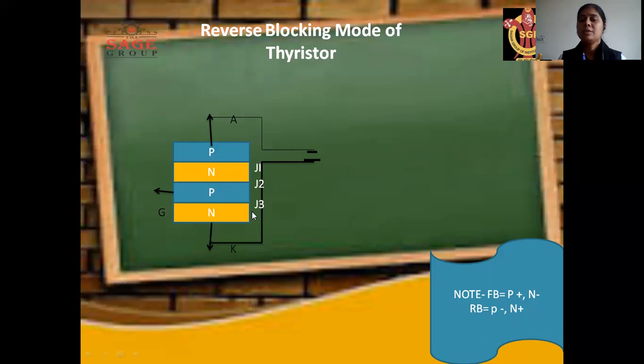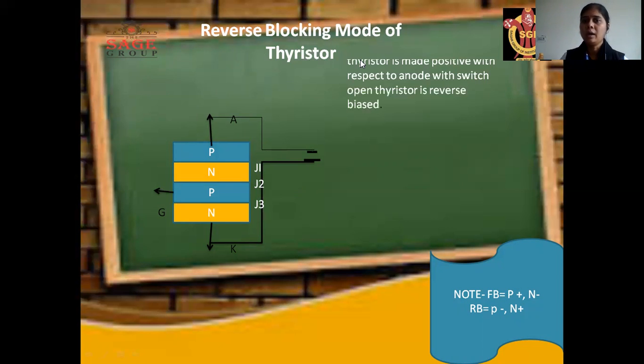And junction J3 is in reverse bias, because J3 is made with P and N semiconductors, where P is connected with the minus and N is connected with the plus. So that's why J1 and J3 are reverse biased and junction J2 is forward biased. Because of these two reverse biased junctions, this operating mode is called reverse blocking mode. In this mode, conduction will not occur, which means current will not flow, but a small leakage current is there.